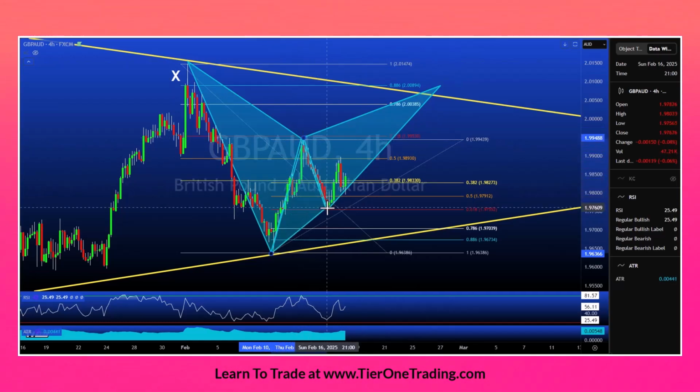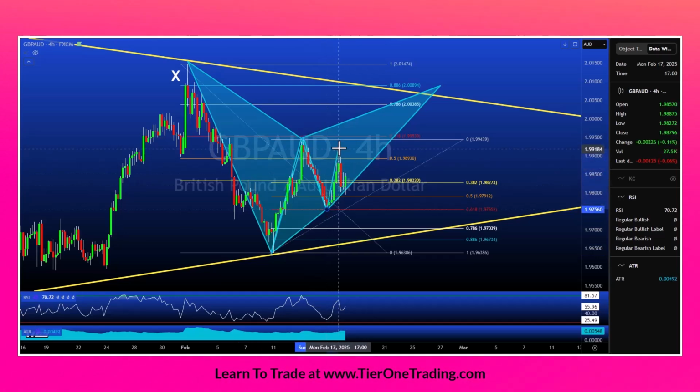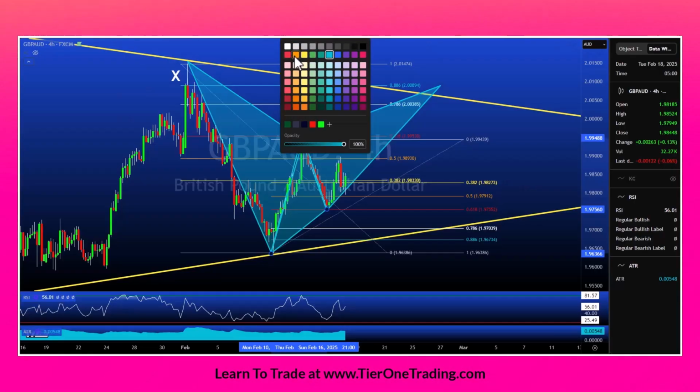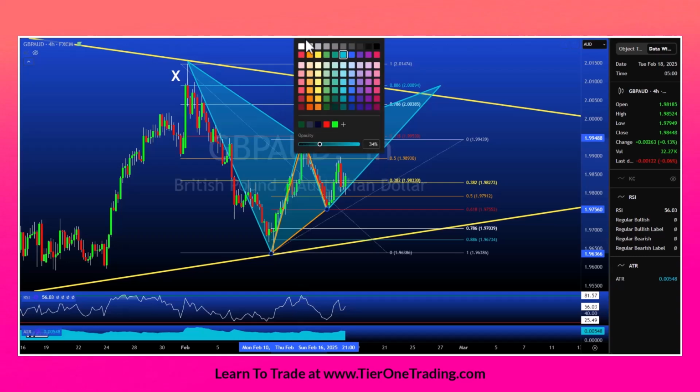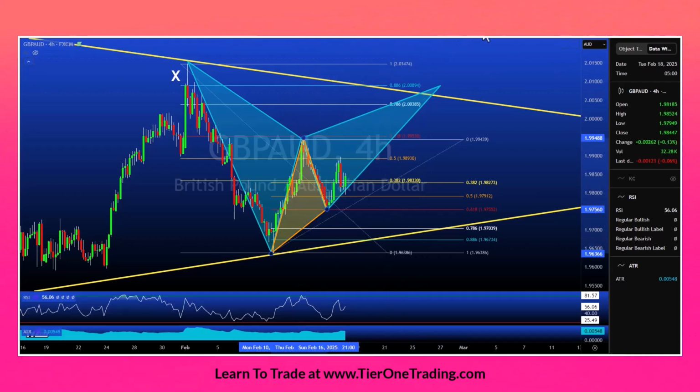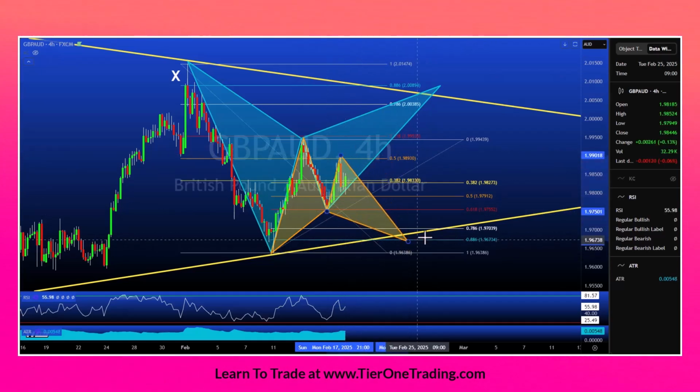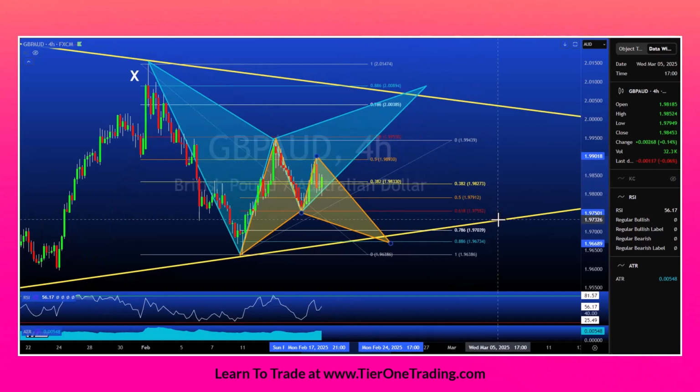X to A to B. Let's make this a different color. Colors, colors, colors, colors. MACD in the house, colors. Fun stuff. X to A to B. B to C, C to D would be down here for another potential bat pattern.